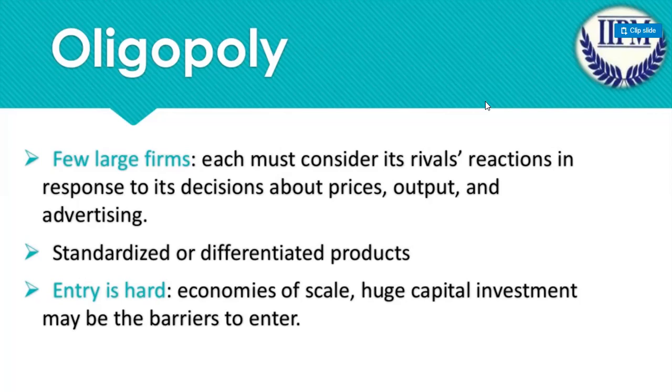So here I will conclude the chapter. There are two types of market, perfect competition and imperfect competition. Perfect competition I have already explained to you. In imperfect competition, three points come: monopoly, monopolistic competition, and oligopoly. So we have read them.